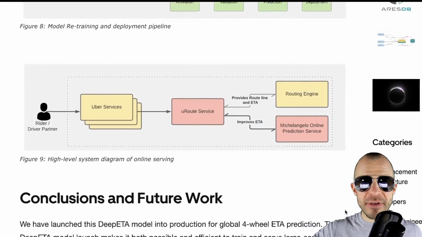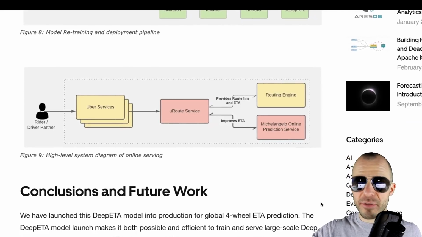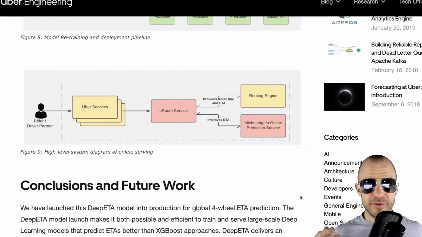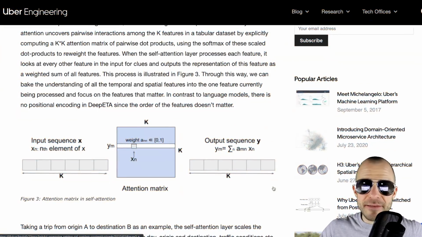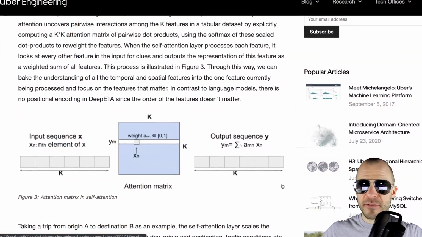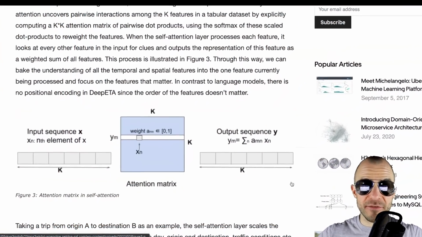They also describe how they train this thing and then finally deploy it. What's impressive is that the predictions come back in the order of milliseconds, which is pretty cool. Yeah, it seems like a big jump in performance for the Uber estimated arrival times. If you want to learn more, please check out the blog post and the Uber engineering blog.